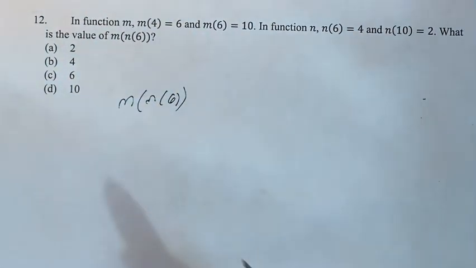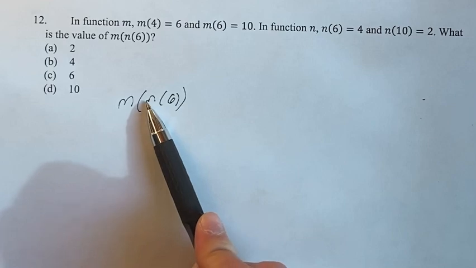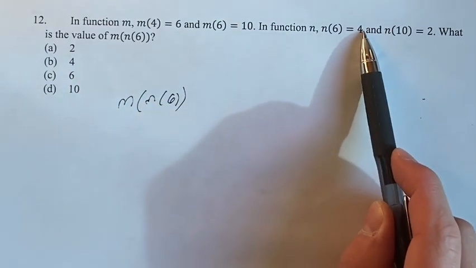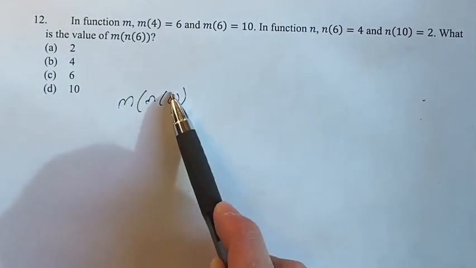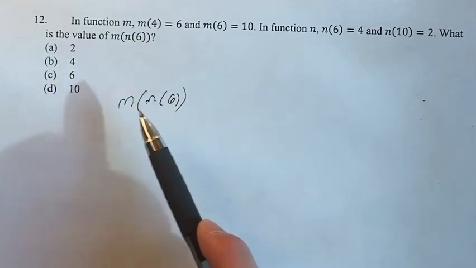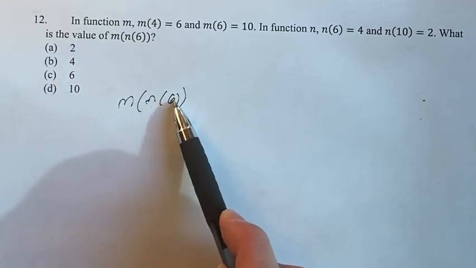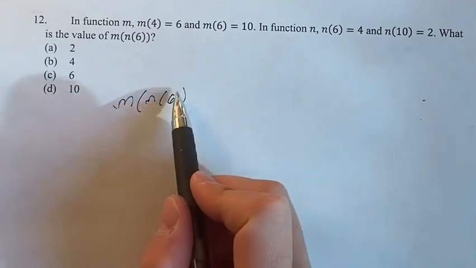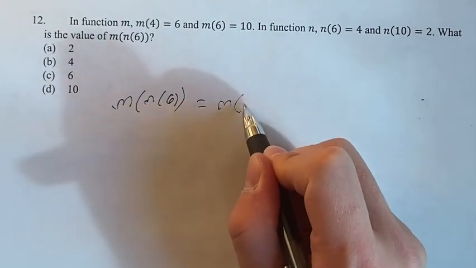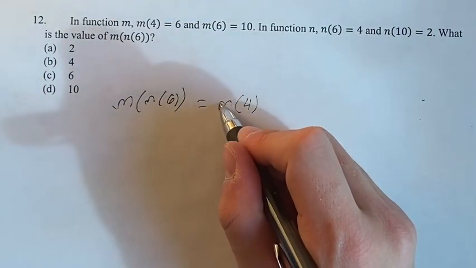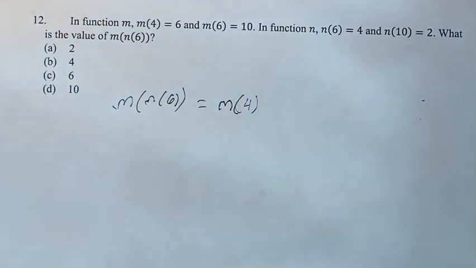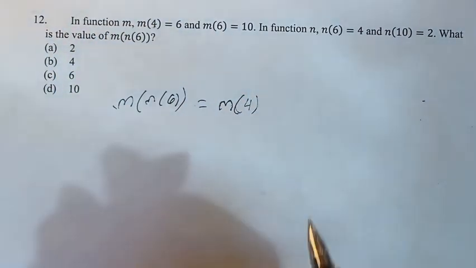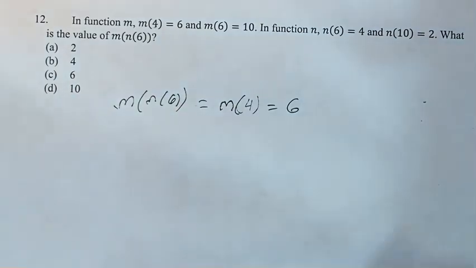The way we're going to solve this is first we have to find what is n of 6. Well, we're given that n of 6 is 4. So m of n of 6 is m of something that's equivalent to this, which is 4. So m of this is equal to m of 4. And then we're also given what m of 4 is. In the function, m of 4 is equal to 6. So the answer to this is just 6.